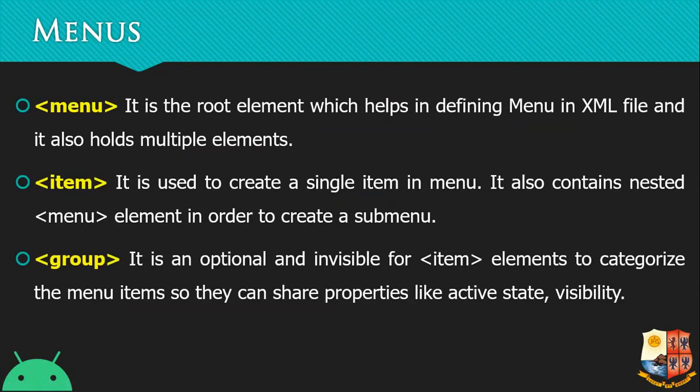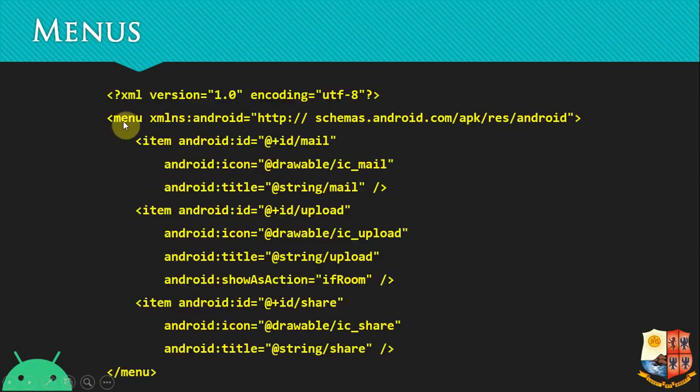I have just explained three important tags, guys. Number one, menu. It is the root element which helps in defining menus in XML, and it holds multiple elements. Second one, item. It is used to create a single item in the menu. It can also contain a nested menu in order to create a submenu. Remember this, I'll be doing it tomorrow. In the previous code, I wrote a menu tag, and inside that I have written items. Now please note, item is always an empty tag. It opens, it does not close; we just put slash close. That's an item. But what if I open this item and put slash item?